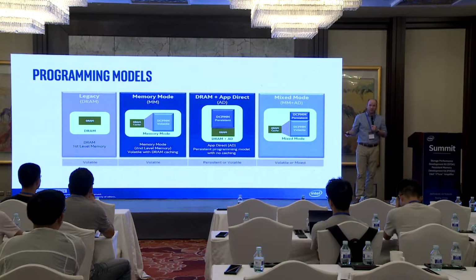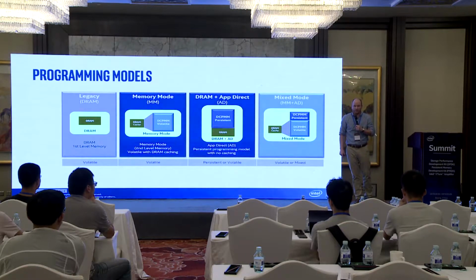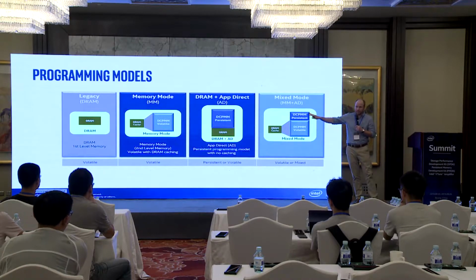If you have a machine with this technology in memory mode, it just looks like you have maybe 1 terabyte of memory available, right? All of your dynamic allocations, all of your heap memory, it's just automatically going to use Optane DC persistent memory without your programmers needing to change anything. That's what memory mode is.